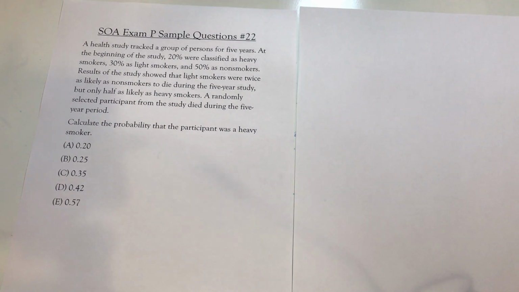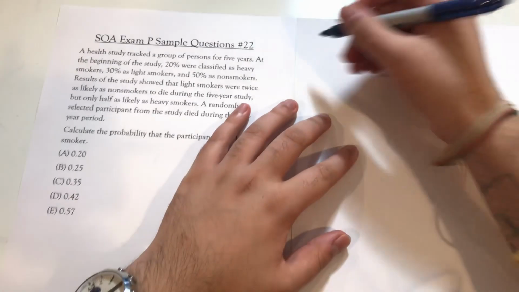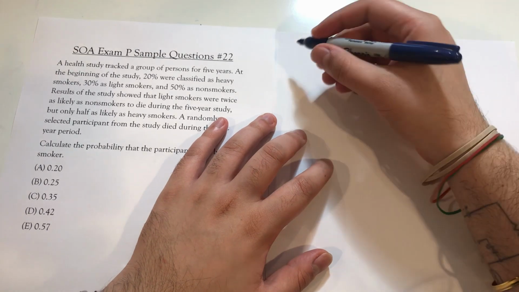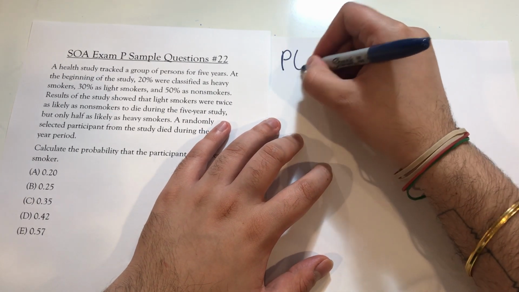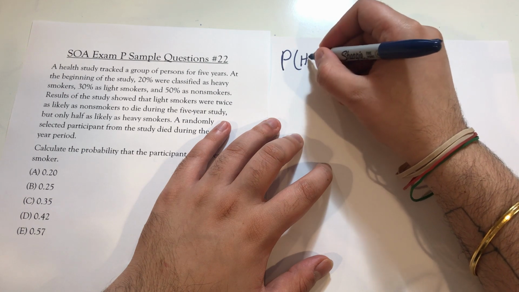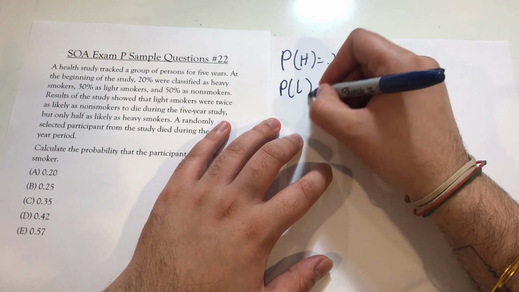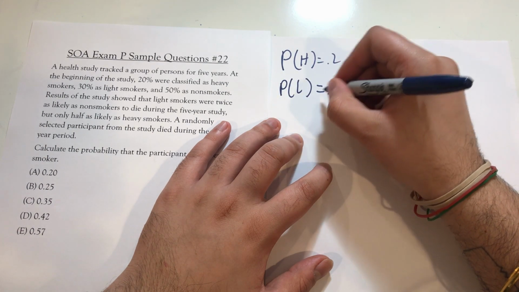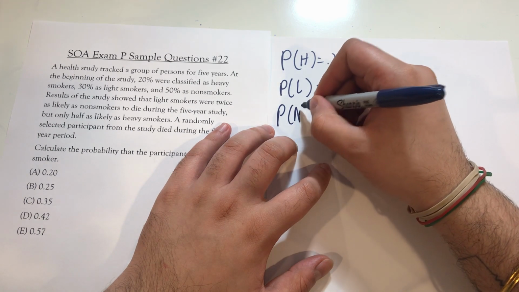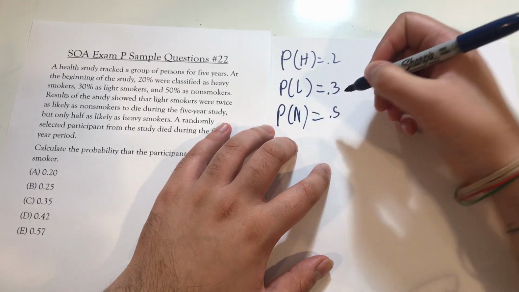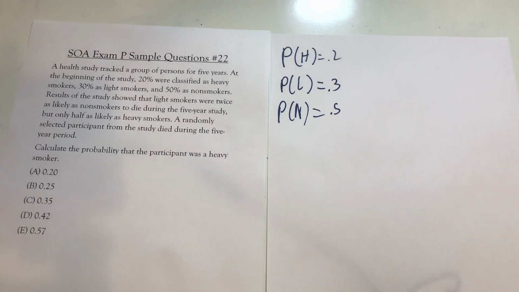First information it gives us is it's tracking smokers and also, I guess, non-smokers. But the probability, so if we randomly select somebody from the study, the probability that they are a heavy smoker, that's equal to 0.2. The probability that they're a light smoker, that's equal to 0.3. And the probability you're a non-smoker in this group is 0.5. And then it says, the results of the study showed that light smokers were twice as likely as non-smokers to die during the 5-year period.